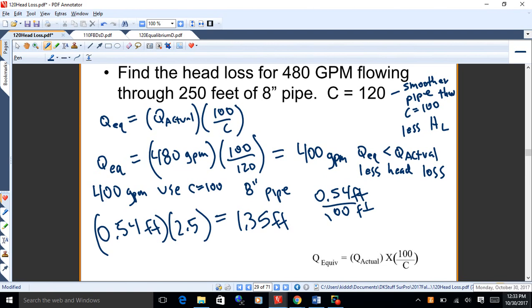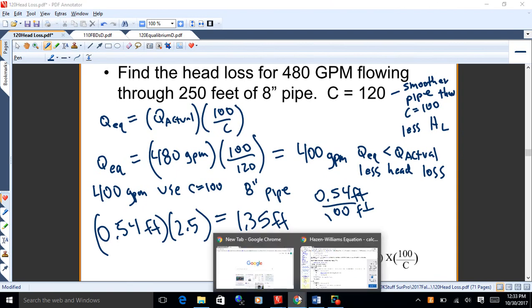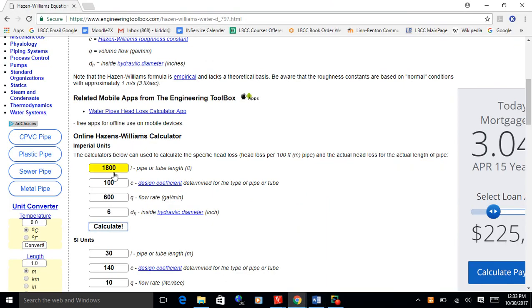Can you do this when you only have a chart that's C100? Right. So yeah, you do this if you got a chart that's C100. Now, let me try this thing out again. So 250 feet. C120. 480, yeah, you'd use the actual flow here. And then inside diameter in inches is 8. Calculate.